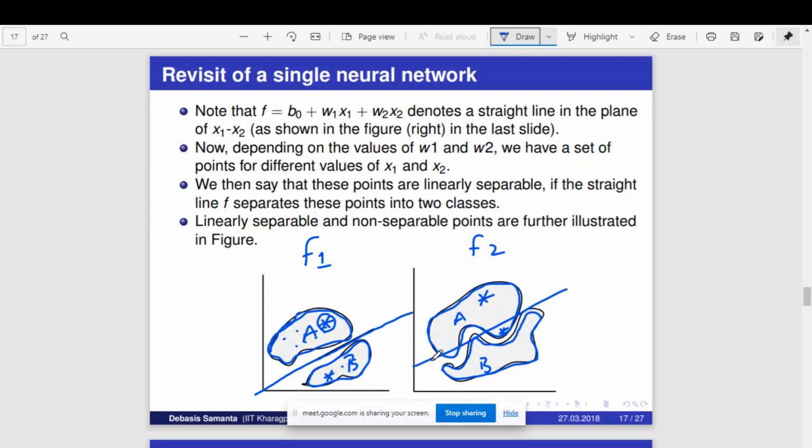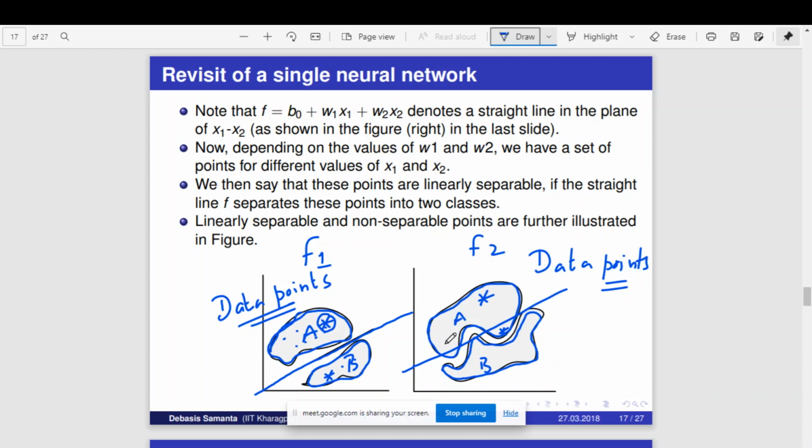So basically it means that these data points are not linearly separable. The data points corresponding to function f2 are not linearly separable. That is, we cannot separate them by using a straight line. Whereas the data points corresponding to function 1 are linearly separable, but that is not applicable to function 2.